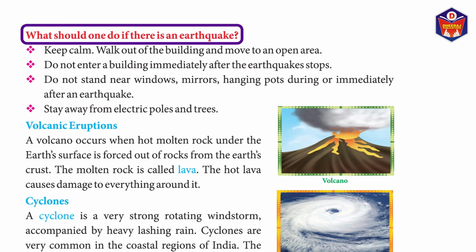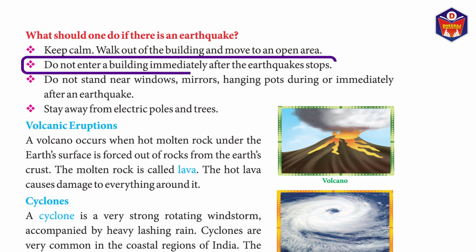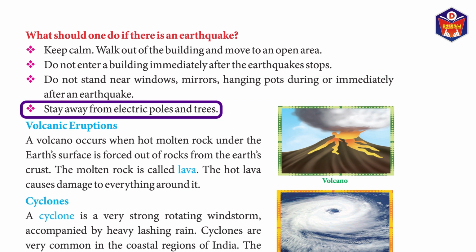What should one do if there is an earthquake? Keep calm. Walk out of the building and move to an open area. Do not enter a building immediately after the earthquake stops. Do not stand near windows, mirrors, hanging pots during or immediately after an earthquake. Stay away from electric poles and trees.